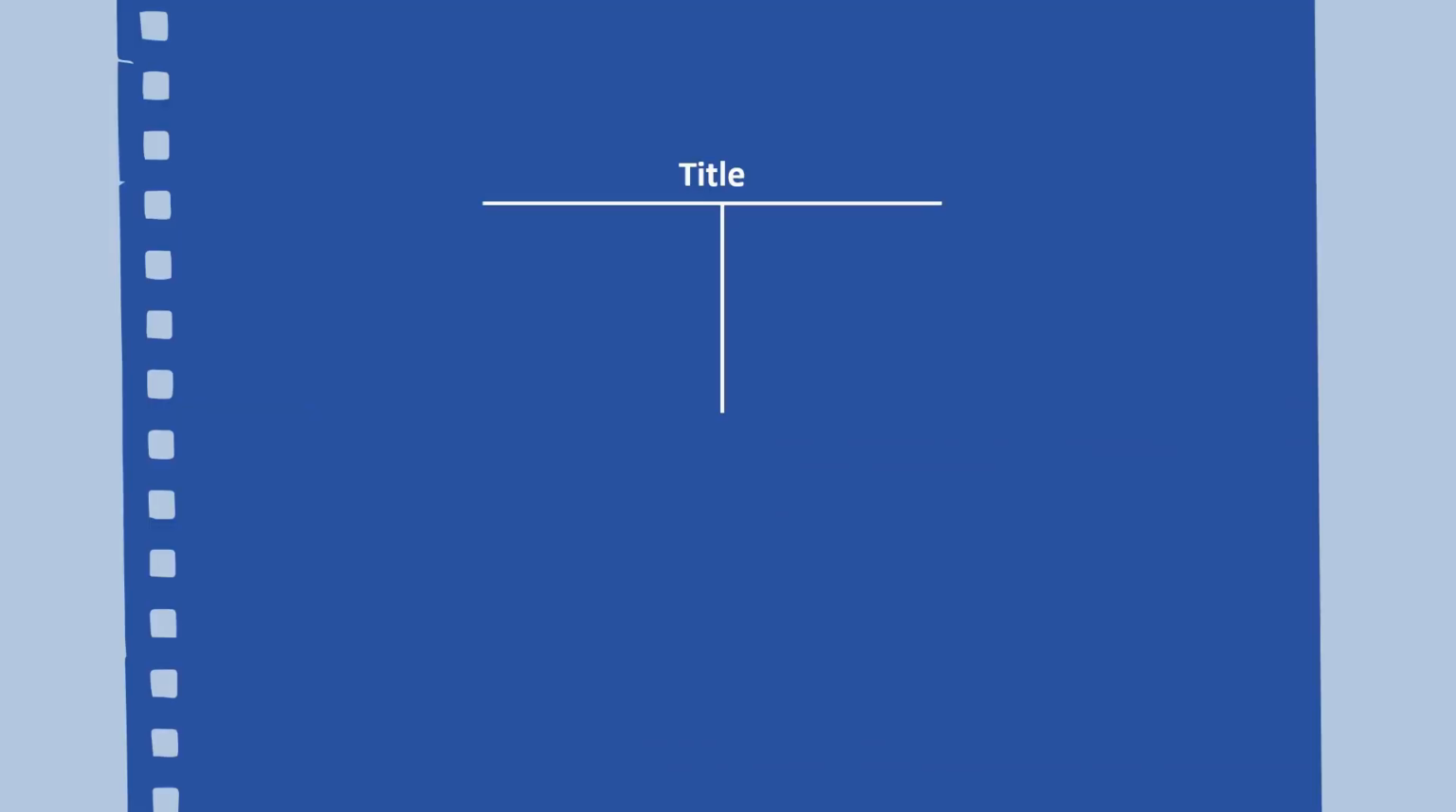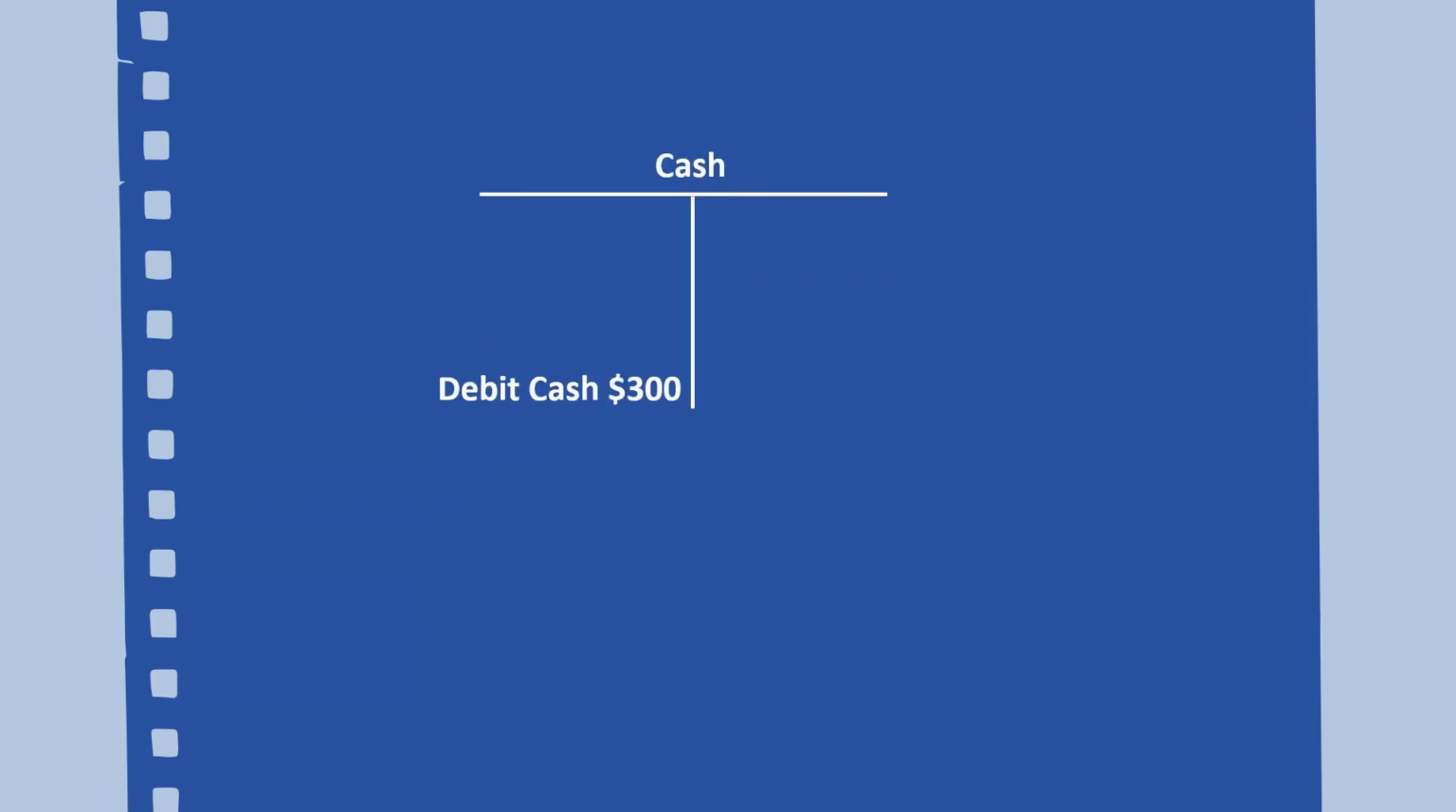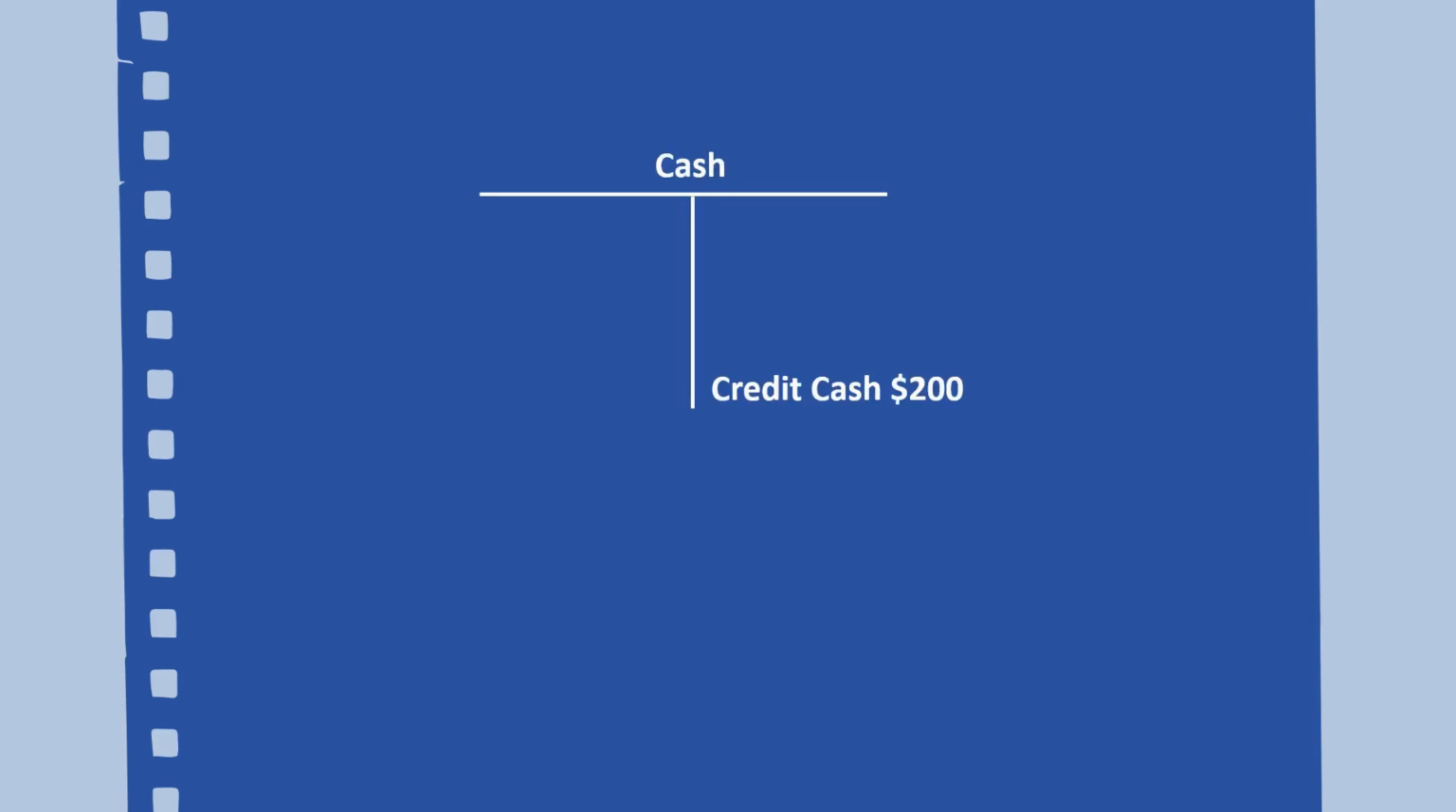Debit and credit are not just names, they're also verbs in accounting. When you put an amount to the left side, it's called to debit an account. For example, debit cash 300 means you're putting 300 on the left side. On the other hand, when you put an amount to the right side, it's called to credit an account. Credit cash 200 means you're putting 200 to the right side. Quick note, we're just dealing with numbers here. No dollar signs are needed.